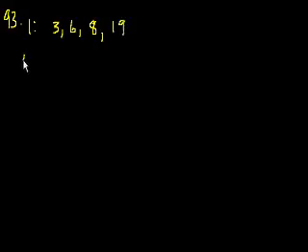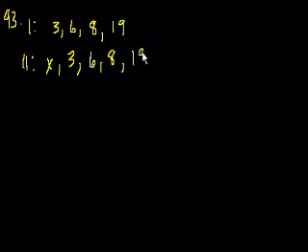Next question, 93. Okay, they give us two lists. So that's list 1, and they say 3, 6, 8, and 19. And they give us list 2, and they say it's x, 3, 6, 8, and 19. So it's actually the same list except for they have an x here.